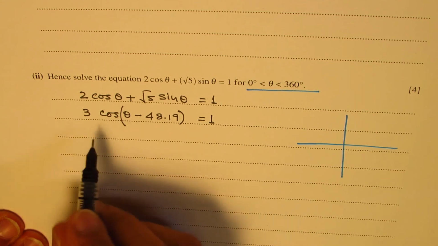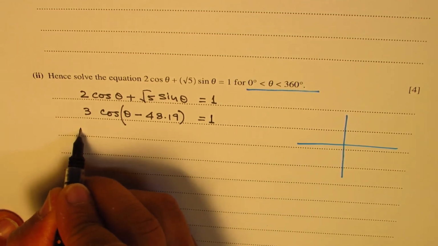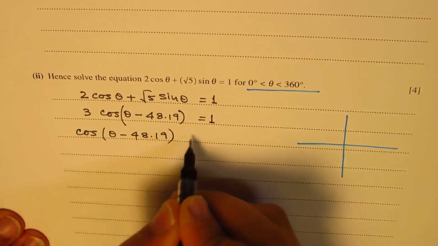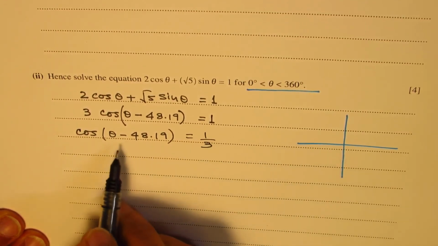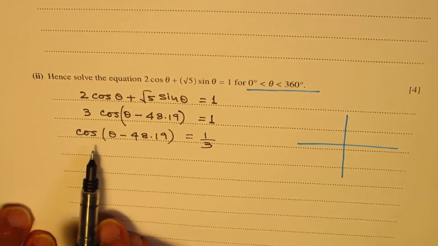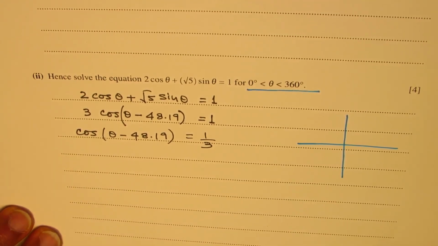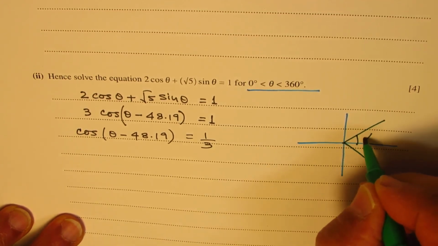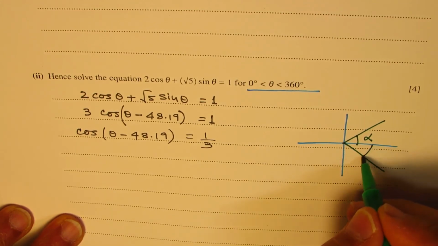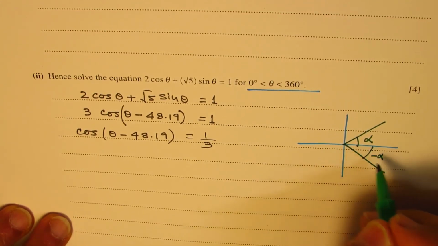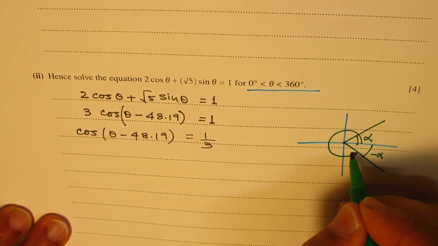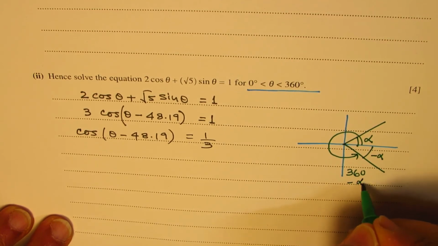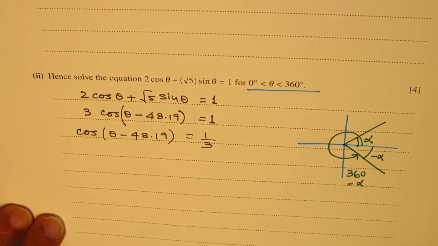But here, let me rewrite this. We have cos of theta minus 48.19 equals 1 over 3. Cosine is positive in 2 quadrants, so we have 2 solutions. Let's find alpha, and then we'll get this alpha. So the solutions are the alpha, or we'll go like this, 360 minus alpha. So these are the 2 solutions which we are looking for.